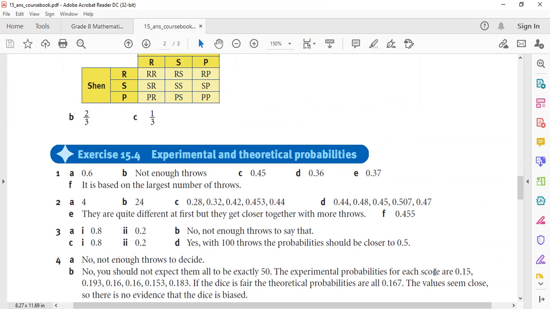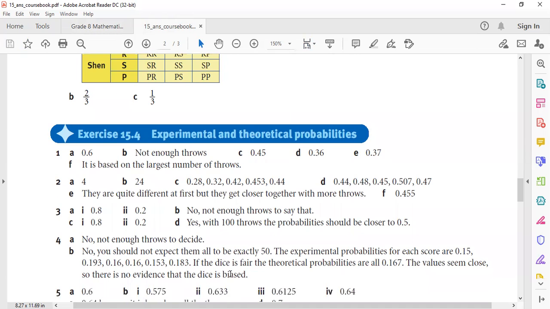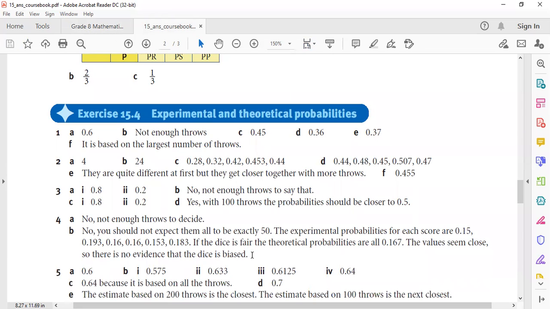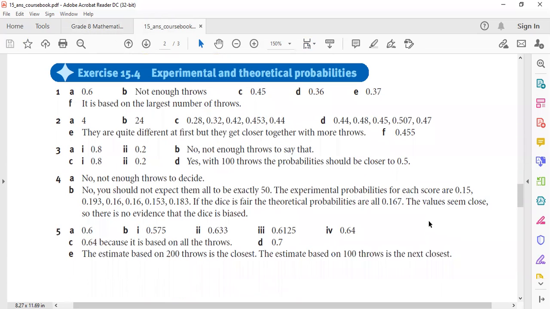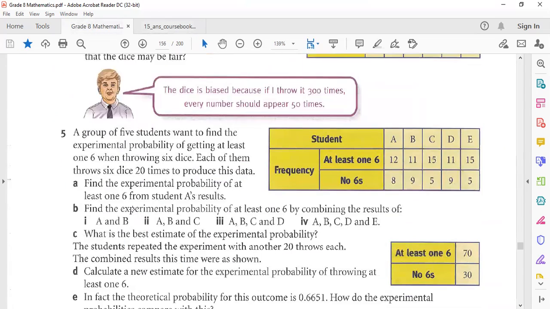The result of the probability of each score is 0.5. Okay, 0.193, 0.16, like this. If the dice is fair, theoretically the probability is 0.16, and the values seem to be close, and there is no evidence that the dice is biased. Okay, so same like this.